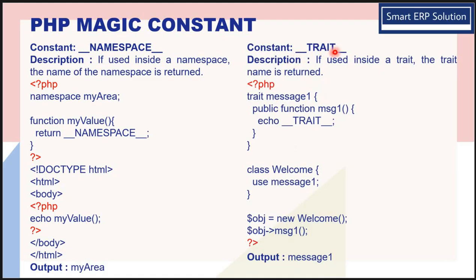Constant __TRAIT__. If used inside a trait, the trait name is returned. Trait message1, public function message1, echo __TRAIT__. Then class name is Welcome, use message1. The object $obj = new Welcome, then $obj message1, calling the message1 function. The output will be message1, the trait name.